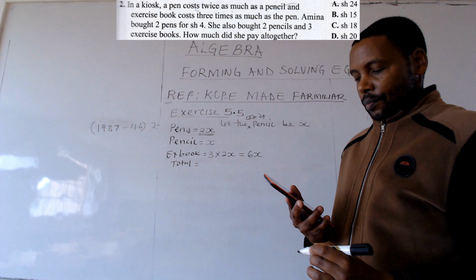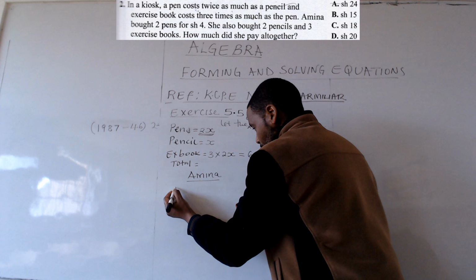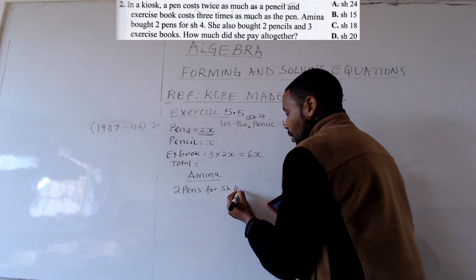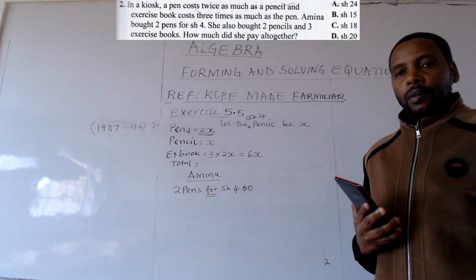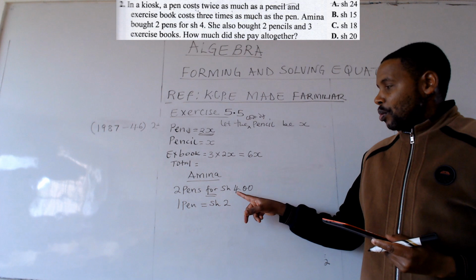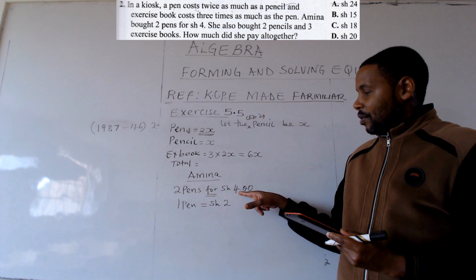Then we come to the information below where we are told about Amina, what she bought. She bought two pens for 4 shillings. 4 means the total cost. So meaning one pen was costing 2 shillings. I just divide by 2. One pen was costing 2 shillings, because she bought 2 pens for 4 shillings. So one pen will cost half of this, which is 2 shillings.